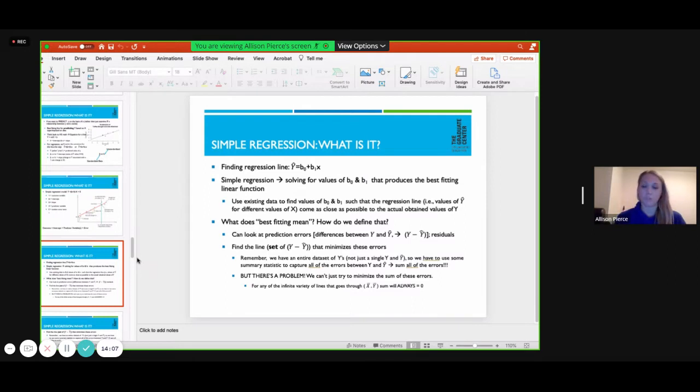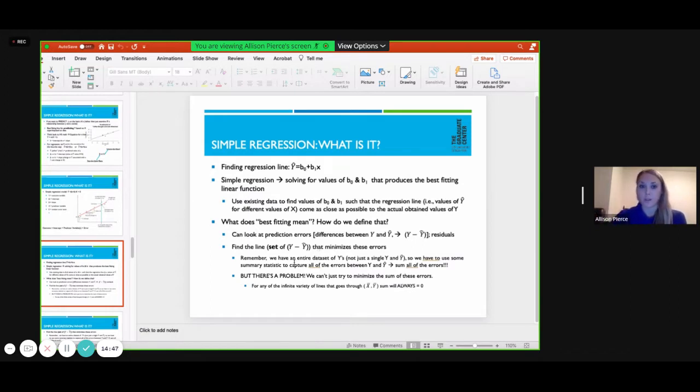The traditional way that we're going to look at that is to look at prediction errors, the differences between y and y hat. And remember, y hat is your predicted values, y is your observed or actual values. This is very similar to looking at deviations from the mean, but now we're looking at actual minus predicted. We often refer to these as prediction errors or residuals. So what we want to do is find the set of residuals, or set of y minus y hat, that minimizes these errors.